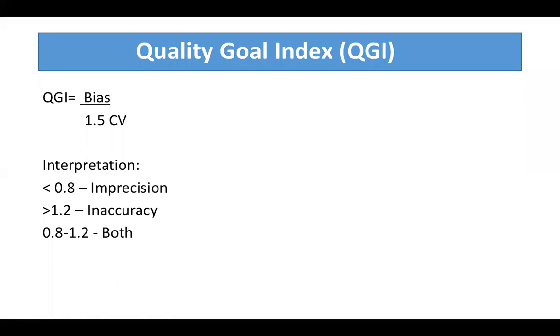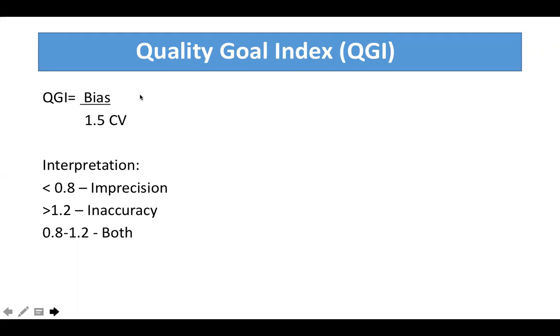Now you will say, then what is the situation left? It will be either less than 0.8 or more than 1.2 or 0.8 to 1.2. There is no other possibility. See, bias you get from your EQAS. Bias is the difference between true value or whatever reference value you are using, we get from EQAS group mean. The difference between your result and group mean divided by group mean into 100. That is bias percentage.